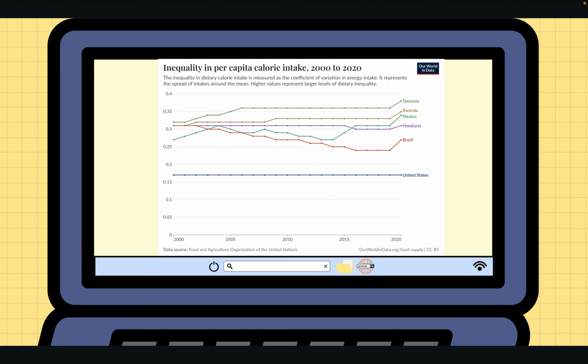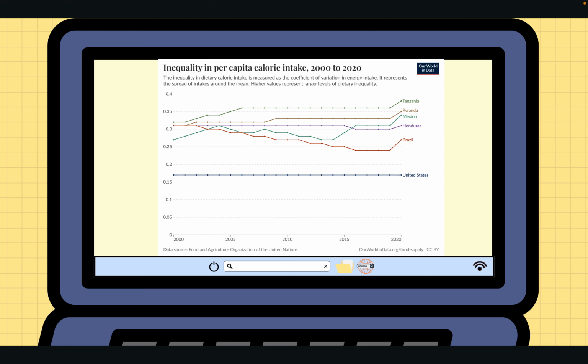Okay, and then I have my first graph here. I wanted to compare the United States to Tanzania because Tanzania is one of the countries that's struggling with food insecurity the most in the world. As you can see, this graph is showing the inequality in per capita calorie intake between 2000 and 2010, and the higher values represent larger levels of dietary inequality.